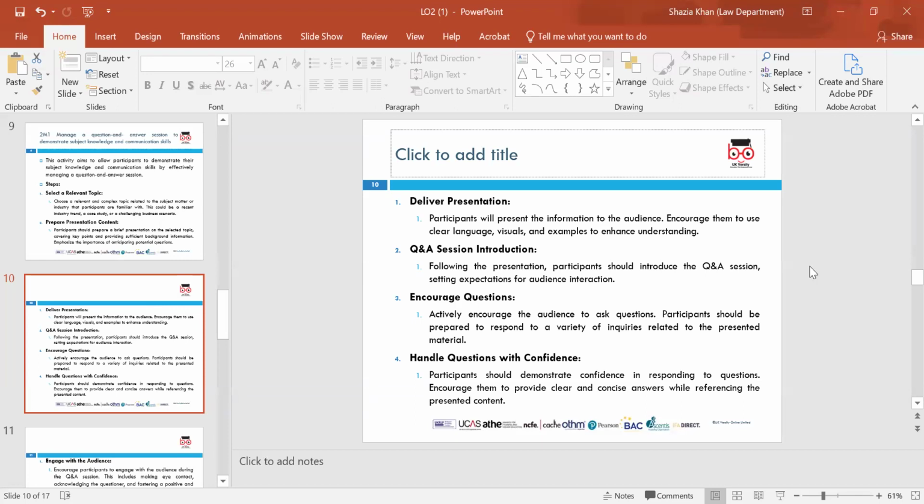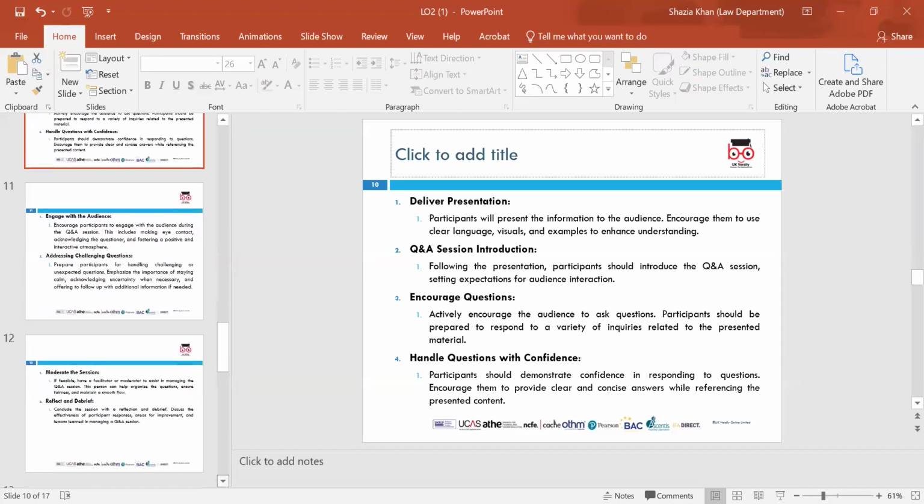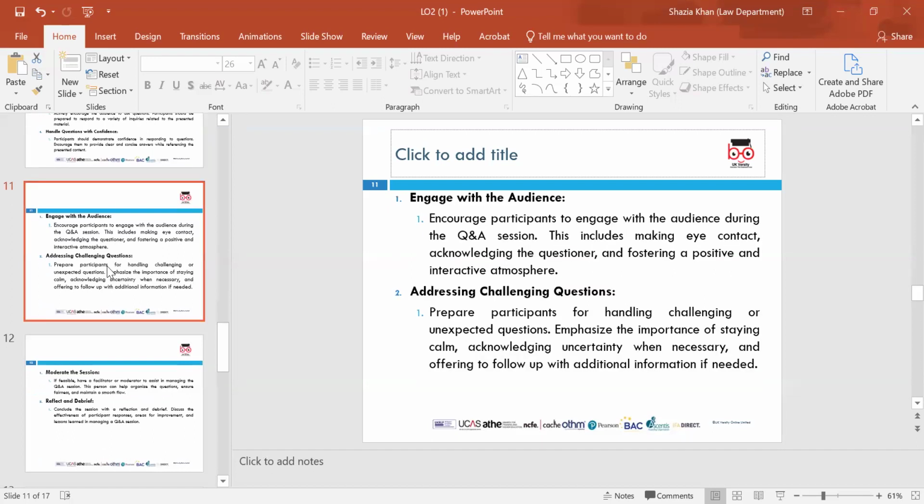You need to handle questions with confidence. So participants should demonstrate confidence in responding to questions, and be encouraged to provide clear and concise answers while referencing the presented content. You should engage with the audience. That means you should get the audience involved. You should encourage them to participate with you in a question and answer session. You should here make eye contact, acknowledge the questioner, and foster a positive and interactive atmosphere. So you must know what you are talking about, your subject area, and you are interacting with the audience.